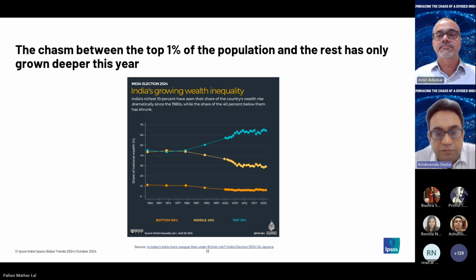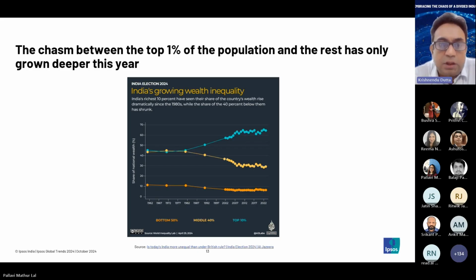Thanks, Amit, and thanks, Pallavi, for setting up the introduction and the context for our signature property, Ipsos Global Trends, and also the context in which the nine global trends have shaped up. And thanks to Amit for setting up a little bit of context for India, which will prove to be kind of relevant as we move towards some details and implications around the India story.